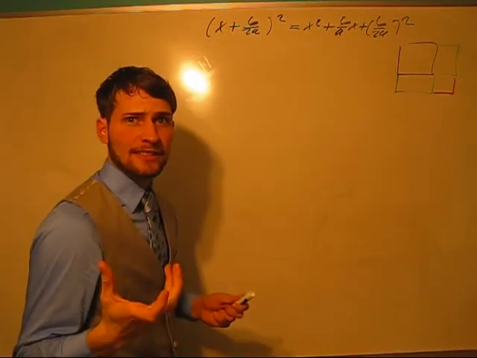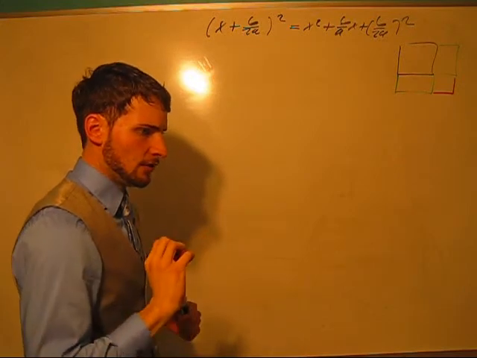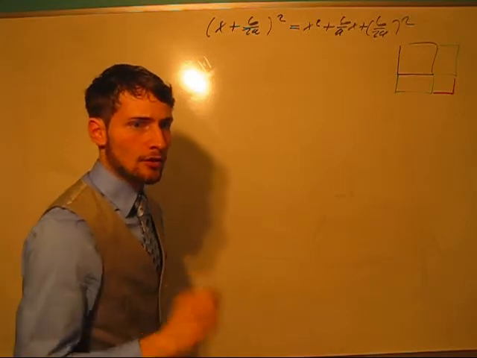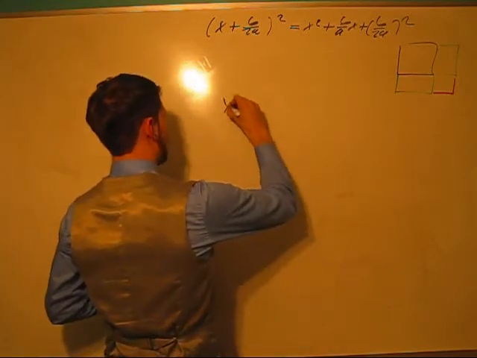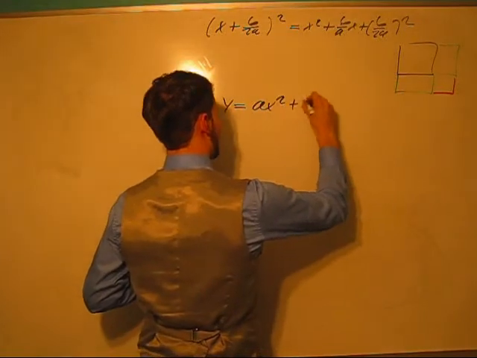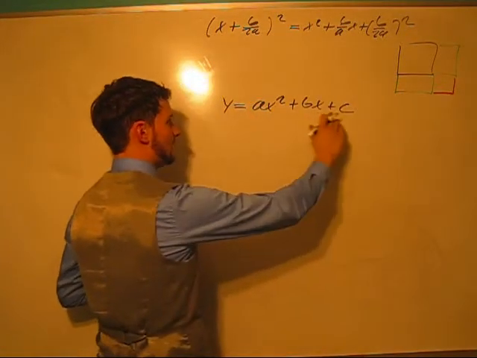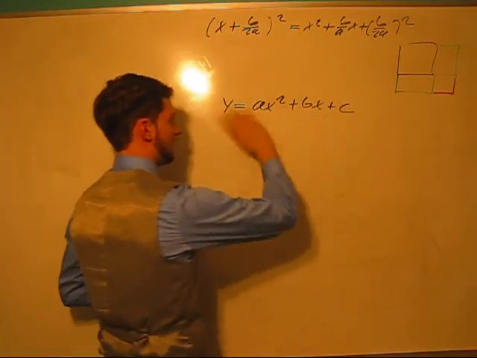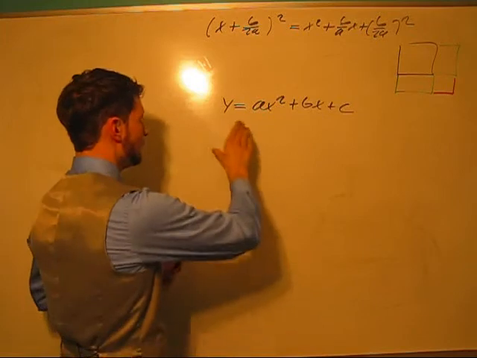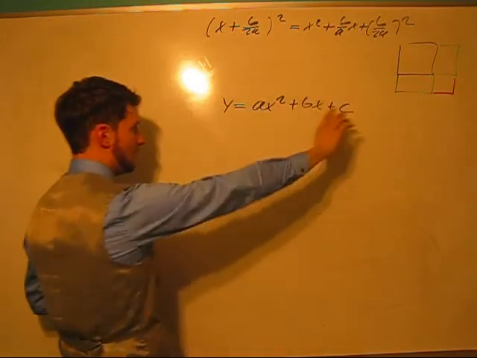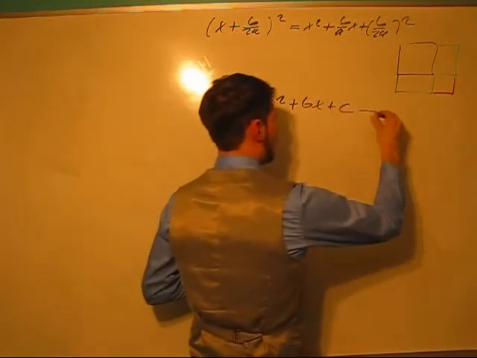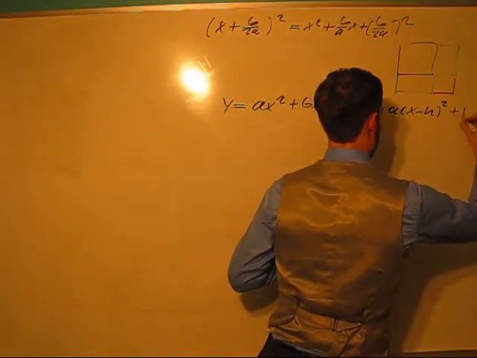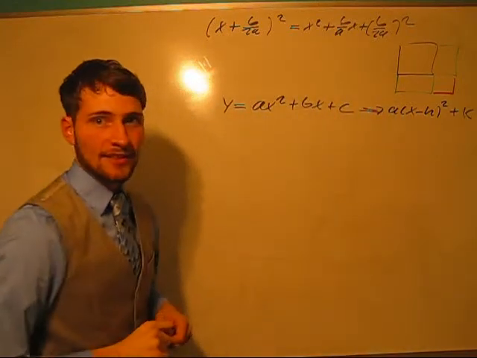Overall, the process of completing a square entails attempting to change a second-degree polynomial, that is a quadratic in standard form, such that it's y equal ax squared plus bx plus c, where a, b, and c are real numbers, that is they are constants, and a does not equal 0, as that would disqualify this as a quadratic equation. We want to change something of the standard variant of a quadratic to the form a times (x minus h) squared plus k, where h and k are constants.